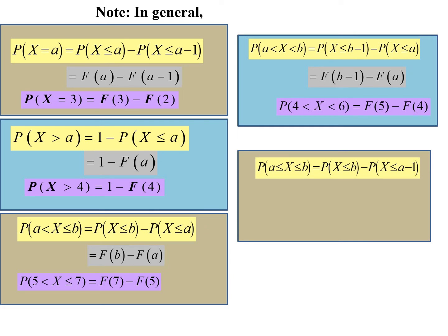Okay. Then for the probability X is less than or equal to b, greater than or equal to a, it is equal to probability X is less than or equal to b minus probability X is less than or equal to a minus 1. That is F(b) minus F(a minus 1). The example, probability X is less than or equal to 6, greater than or equal to 2, we can write down as F(6) minus F(1).